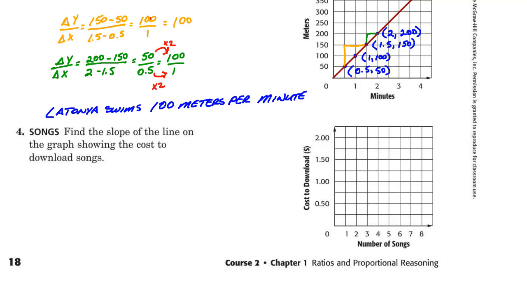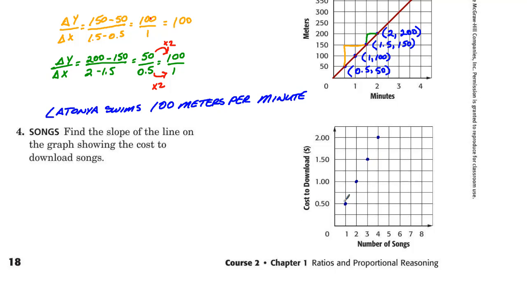All right, problem number 4, they actually didn't really complete the instructions here. They said find the slope of the line on the graph showing the cost to download songs, but they don't tell you what it costs to download each song. So if each song, since they put 50 cents here, if each song was supposed to be 50 cents, then your graph would look like this. 3 songs $1.50, 4 songs $2.